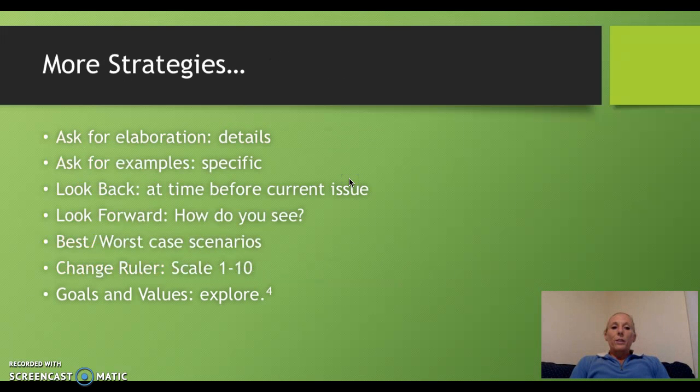And further strategies: ask them to elaborate on the details they give, and ask for specific details. Ask them what it was like before their current issue, looking back at their life, how they felt during that time, and then have them look forward, how they see themselves in the future by making the behavior change. Have them weigh their best and worst case scenarios. That helps work through ambivalence. Have them rate themselves on a scale of 1 to 10, a change ruler, and then identify some of their goals and values.